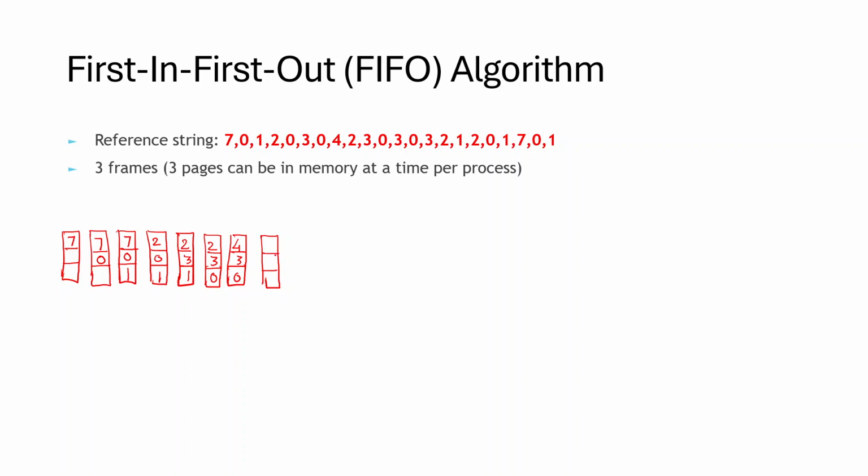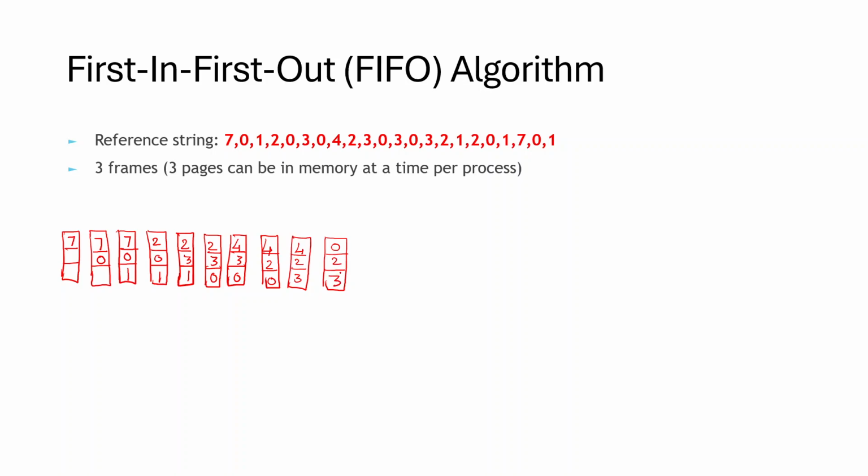Next is 2. The 2 is also not available in the main memory, so there is a page fault. Out of 4 0 3, the 3 came first, so replace 3 by 2, that is 4 0 2. The next one is 3. The 3 is also not available, so we need to go for replacement. Out of 4 0 2, the 0 came first, so replace 0 by 3, that is 4 2 3. Next is 0. The 0 is not available in memory, so out of 4 2 3, the 4 came first, so 4 is replaced by 0, that is 0 2 3.